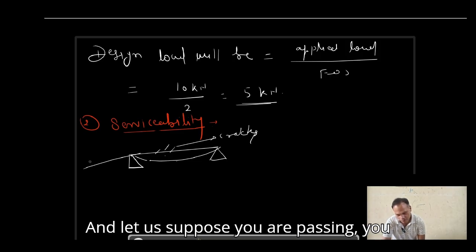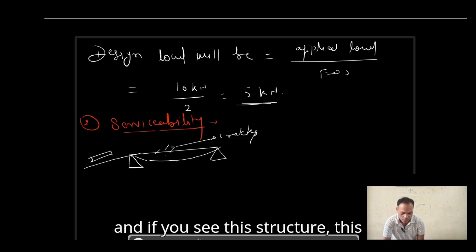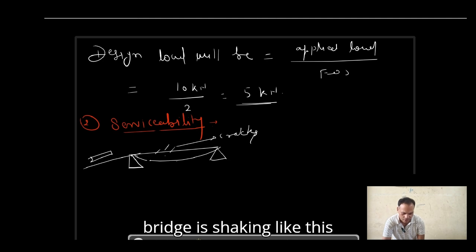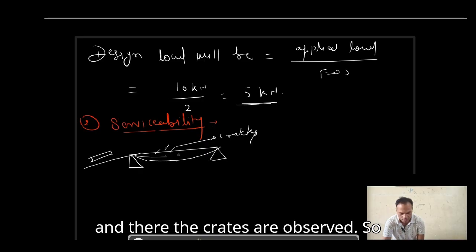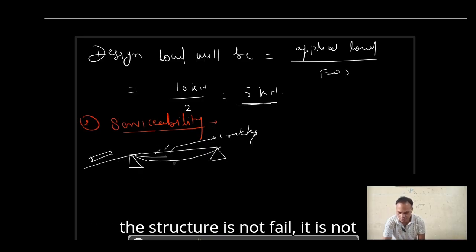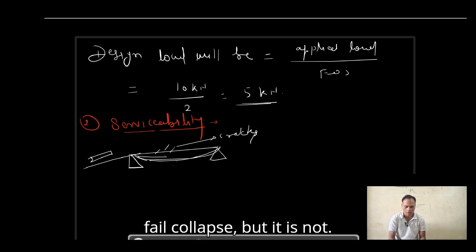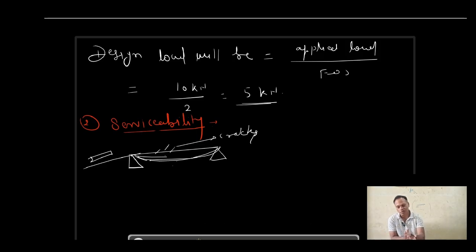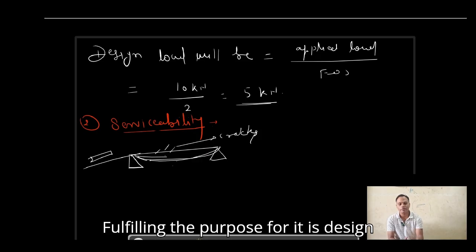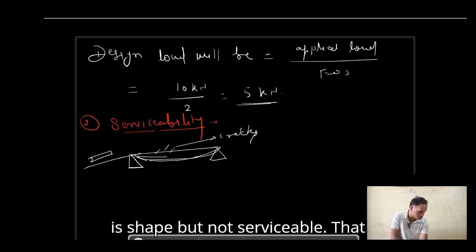Let us suppose you are coming from this side with the car, and you see this bridge is sagging like this, and cracks are observed. So you should not pass here. That means the structure has not failed. It has not collapsed, but it is not fulfilling the purpose for which it is designed. It is safe but not serviceable.